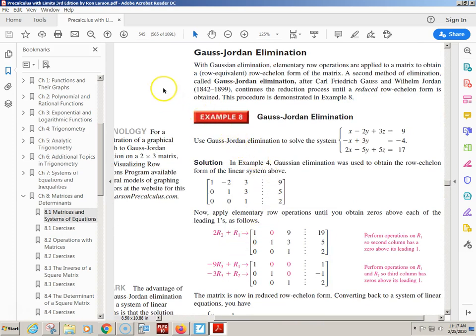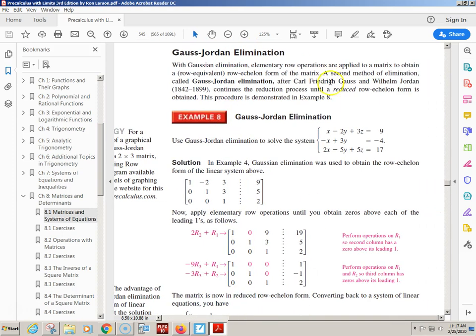But what's this one called? Gauss-Jordan elimination. If you guys want to see who it's by, it's after Carl Friedrich Gauss and Wilhelm Jordan. Oh, it's different Gauss. No, same Gauss as the other one. Just Jordan is the other guy. He gets to be brought in. Who's Gauss? Oh dear.